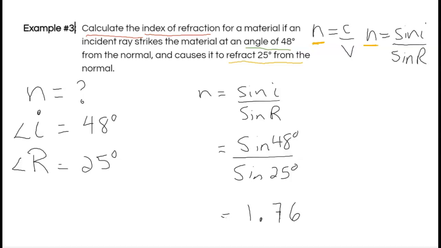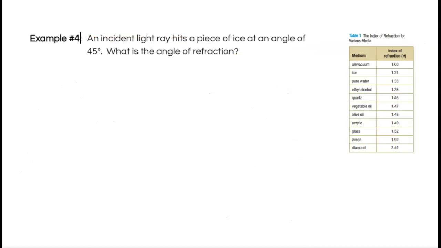All right, so let's try another question. In this next question, I'm going to be asking you to solve for an unknown angle instead, so you might have to reach back to grade 10 trig to help you figure this one out. The question reads: an incident light ray hits a piece of ice at an angle of 45 degrees. What is the angle of refraction? Let's pause the video for a minute. Give it a try to write out your givens in this question, see if you can draw out the givens from the question, and then we'll take it up together.